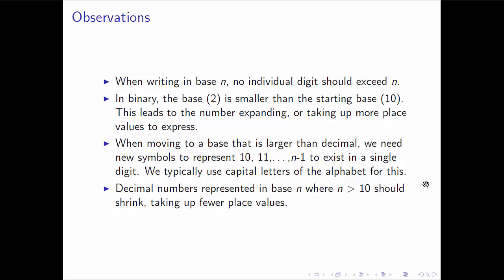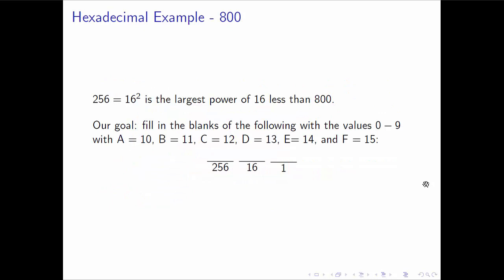Now, going back to what we started talking about at the beginning of this slide, decimal numbers represented in base n, if we had chosen the n to be larger than our 10, they should somehow shrink, either taking up fewer place values or maybe taking up the same number of place values, but using smaller leading numbers in that sense. So here's our example. Let's do the same number, 800, but expressed as a hexadecimal number. Now we start this process over again, but 16 is important to us instead of 2. So we're going to look for the largest power of 16 that is going to be smaller than 800, and for us that's 256, or 16 squared.